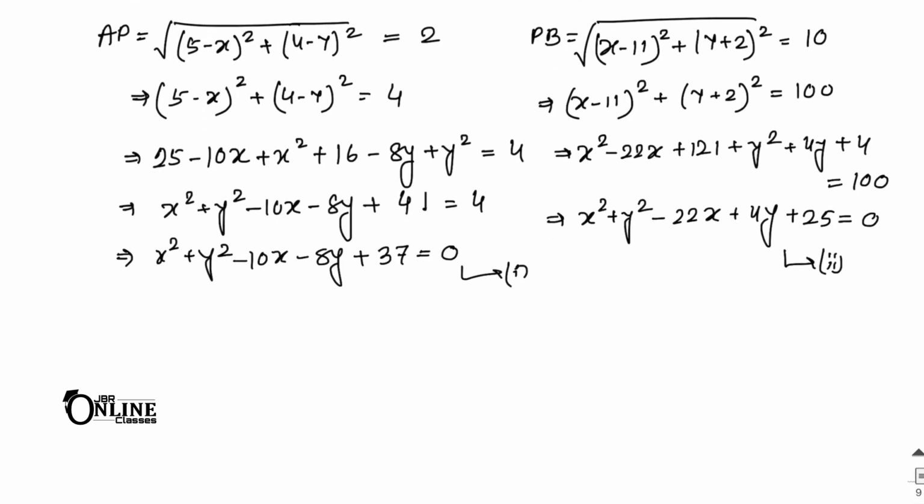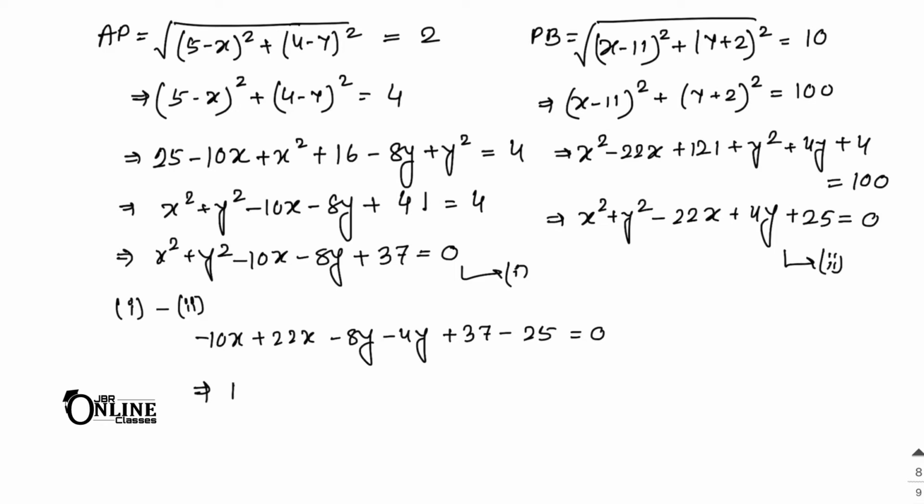So if you subtract equation number 2 from equation number 1, then x square and y square will be cancelled out. So here minus 10x, then plus 22x, minus 8y, then minus 4y, plus 37, minus 25, that equal to 0. Okay, subtract equation number 2 from equation number 1. So it will be here 12x, then minus 12y, then here it's 12, that equal to 0. So x minus y, that equal to minus 1.